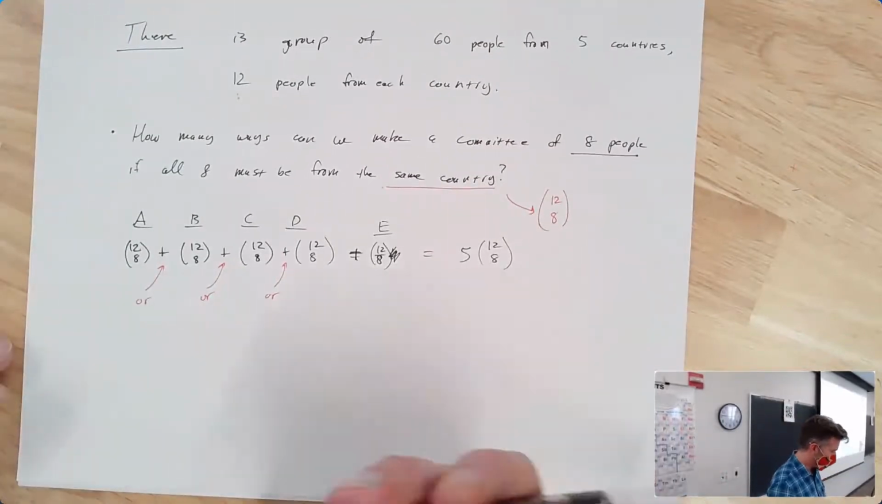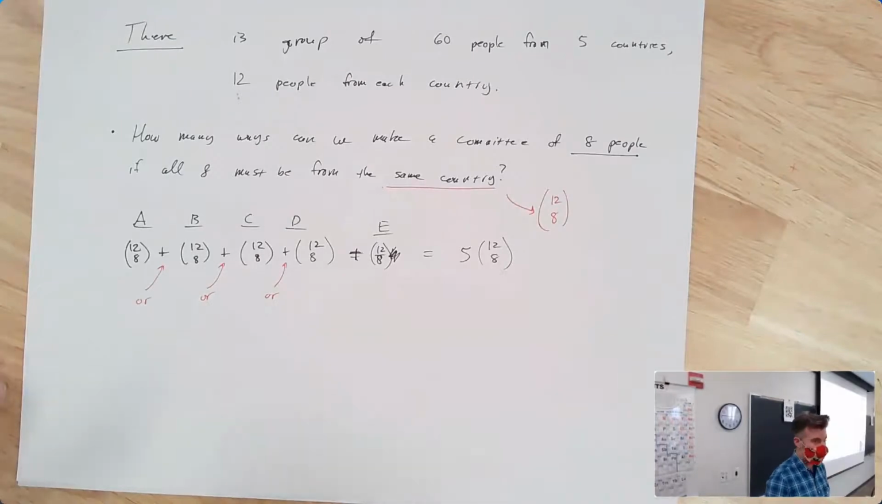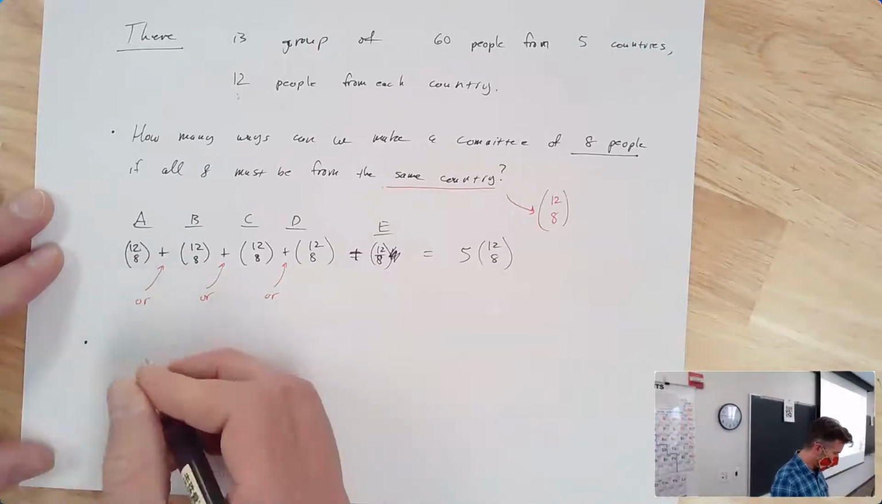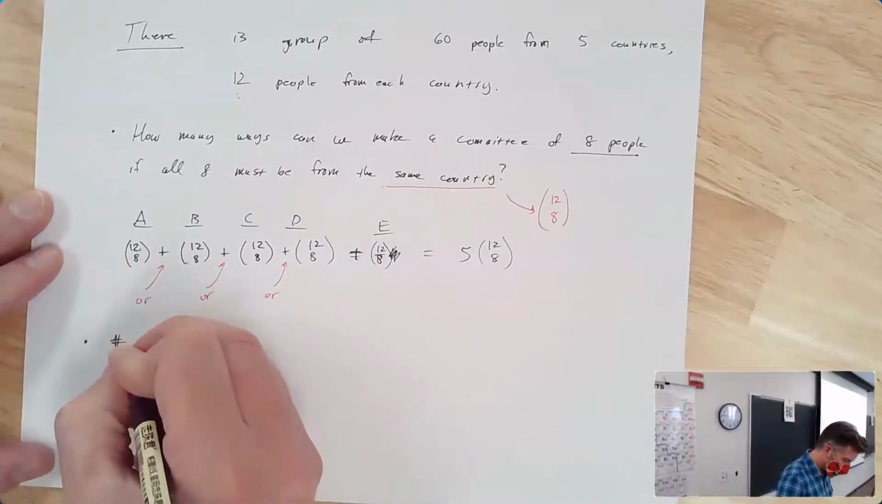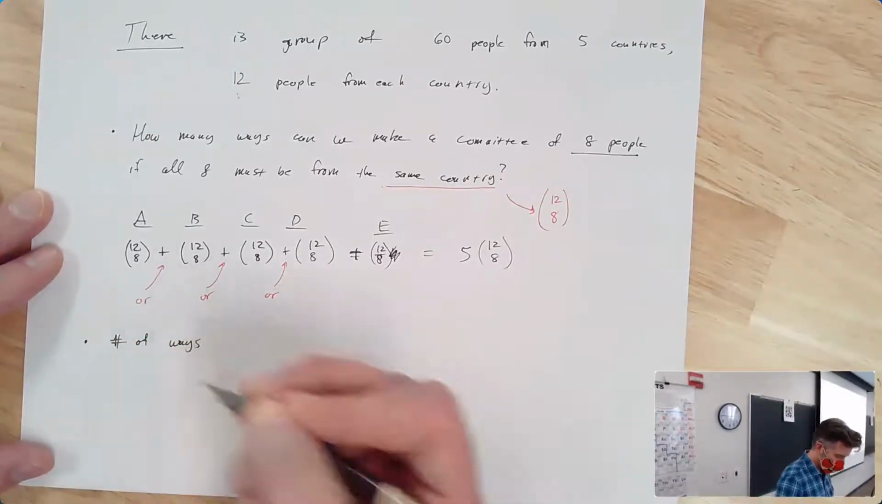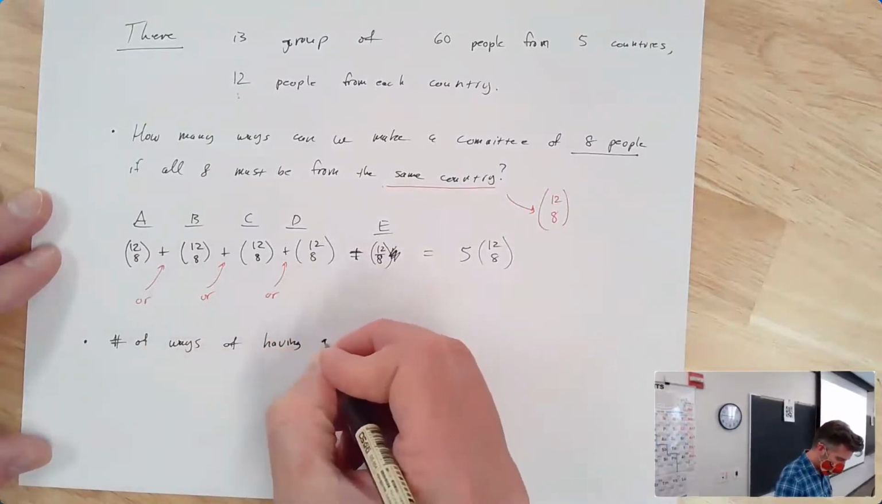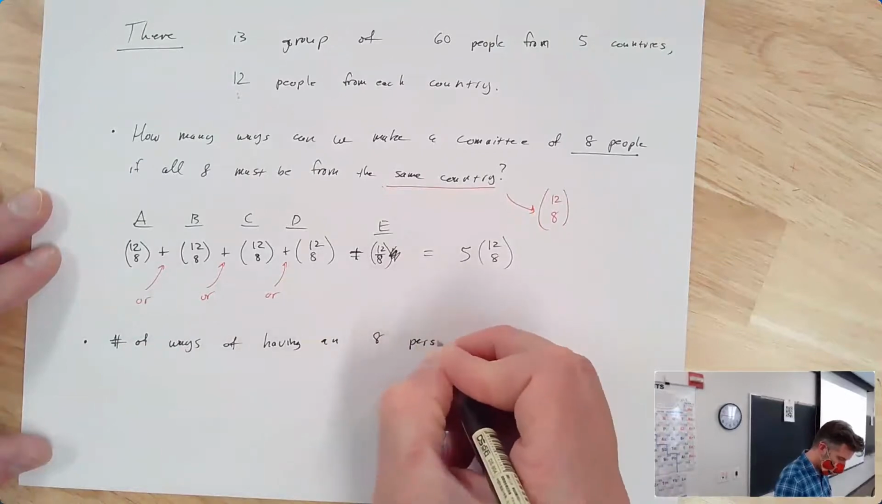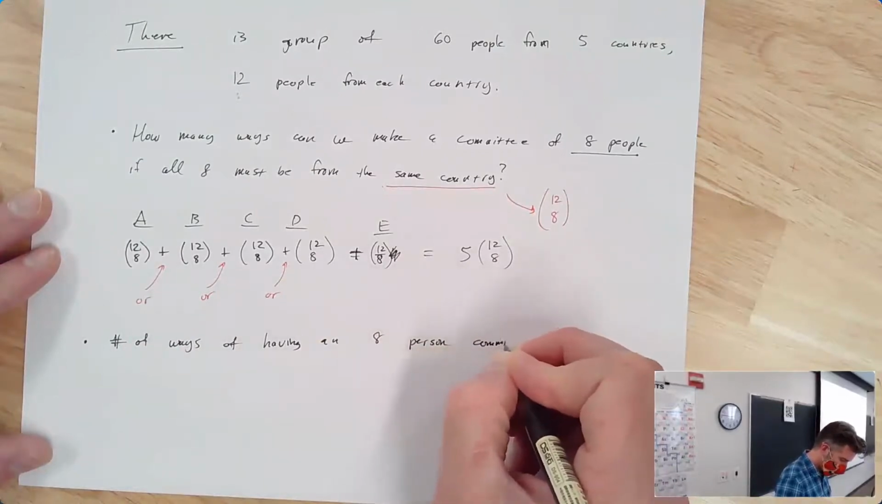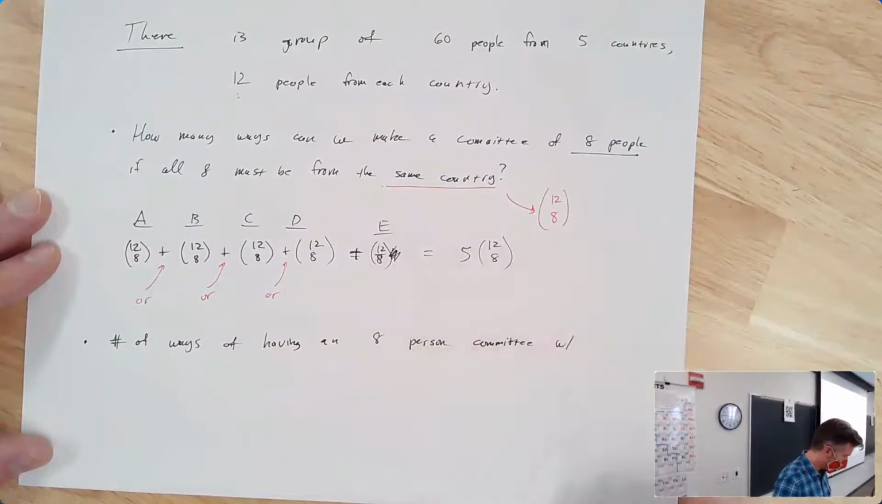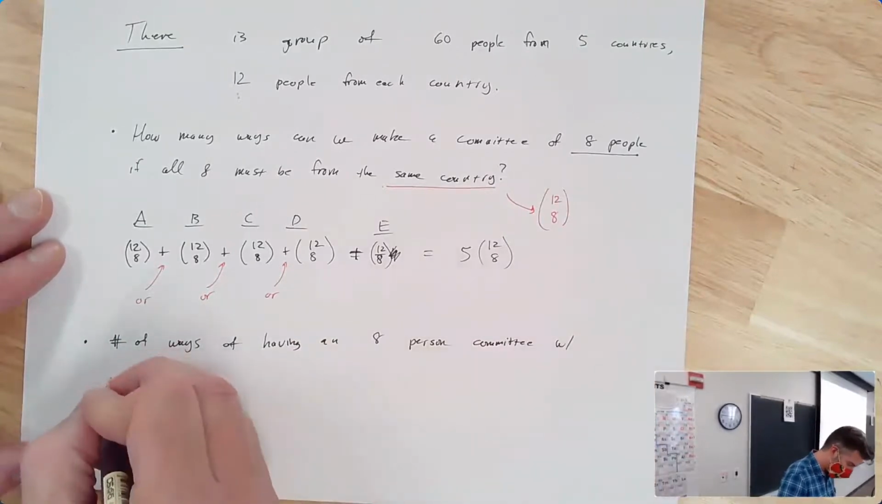The second part of this question is definitely based on the first part. So the second part is asking, what's the number of ways of having an 8-person committee with at least 2 countries represented?